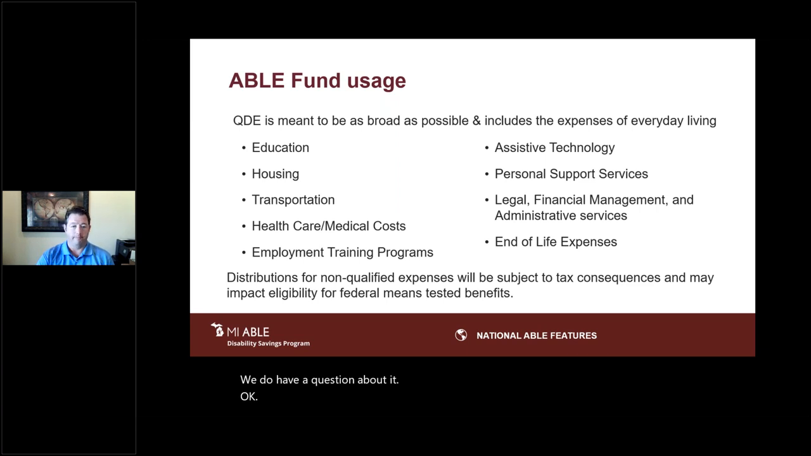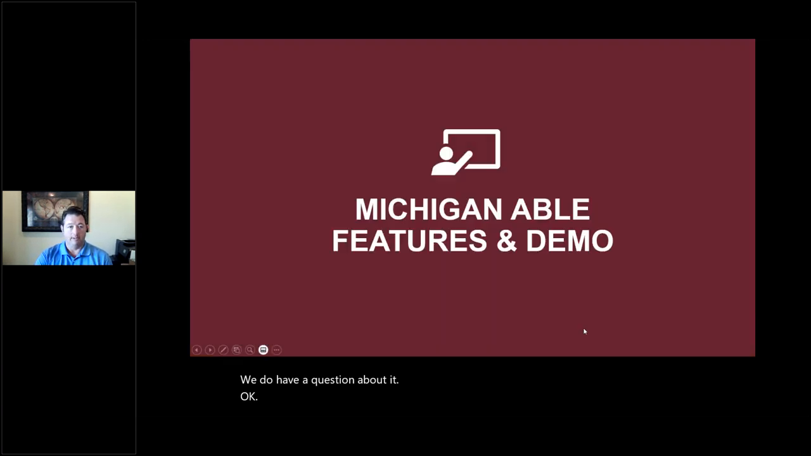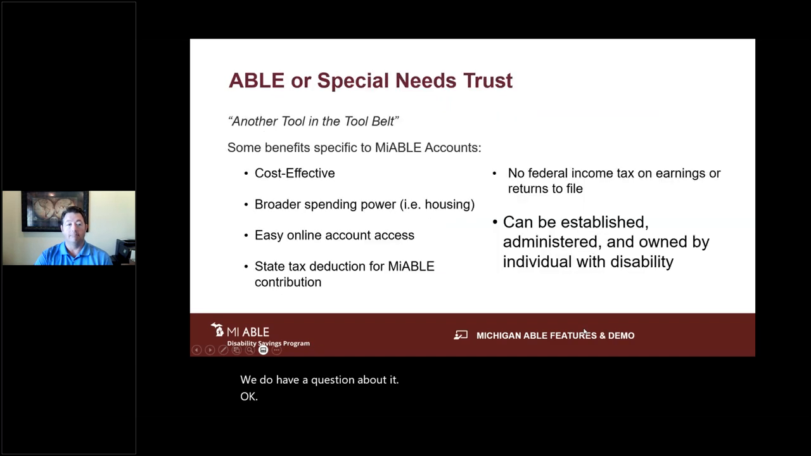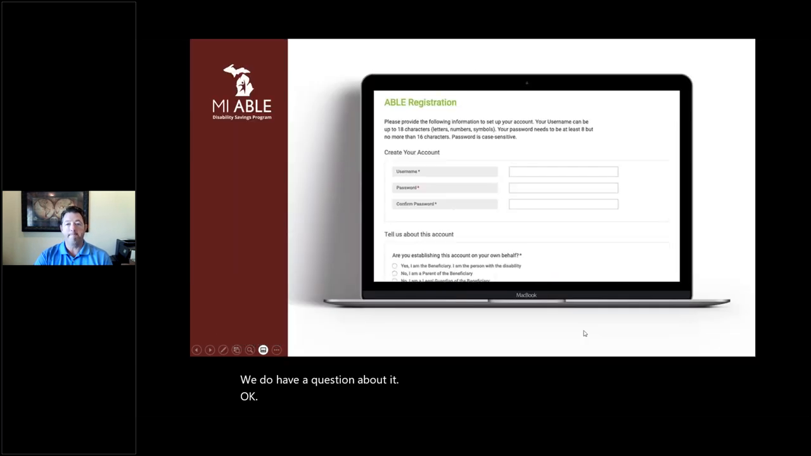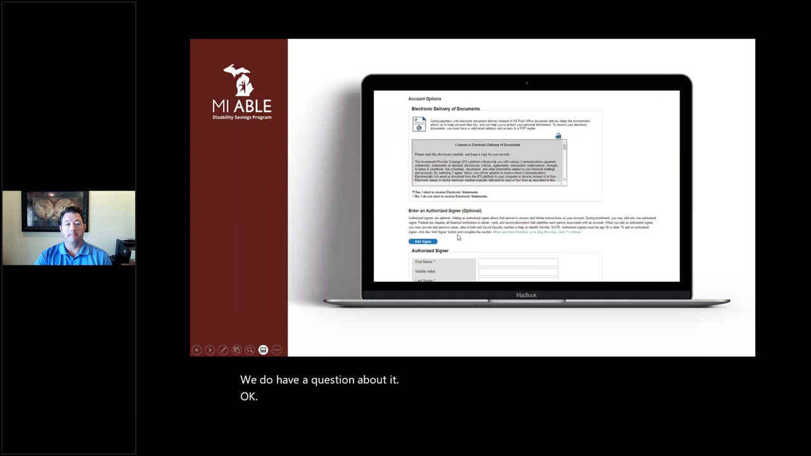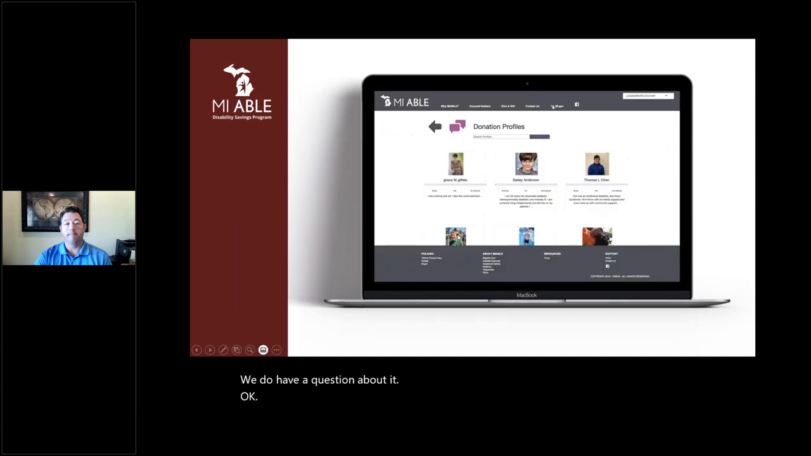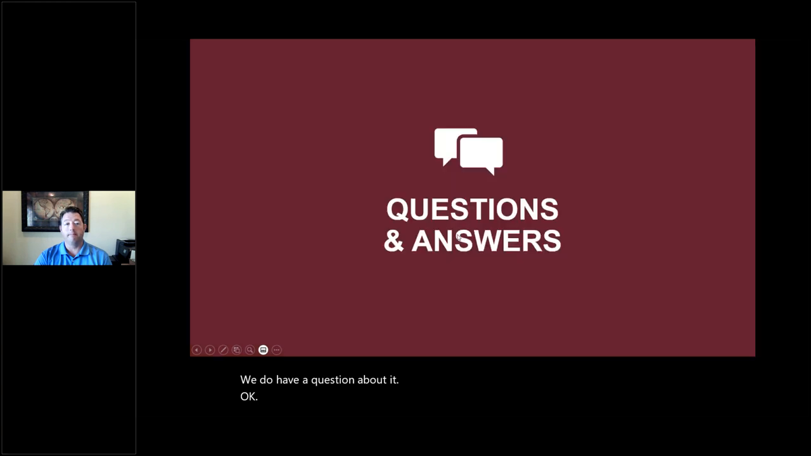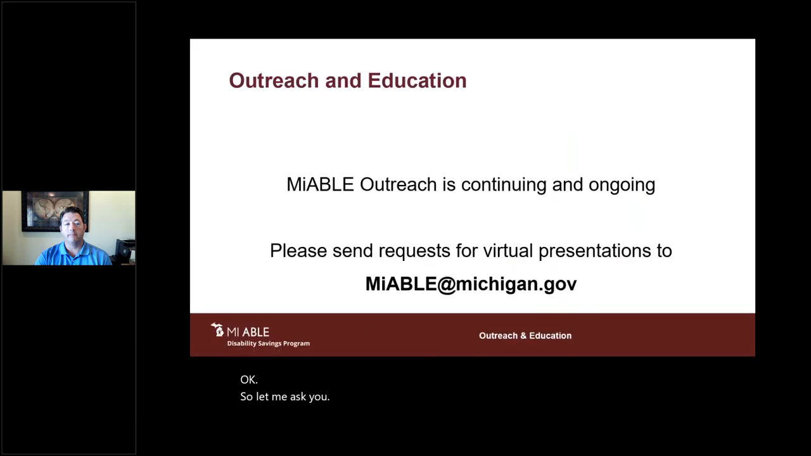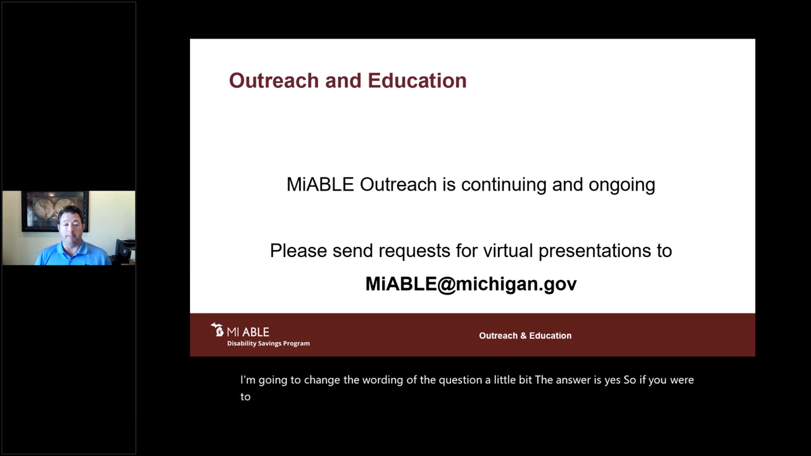All right. Okay. Next set of questions have to do with funding the ABLE account. So are MESP rollovers included in that annual $15,000 limit? I'm going to change the wording of the question a little bit. The answer is yes. So if you were to say, I've got money in my MESP, I want to put it in an ABLE account, that is subject to the $15,000 per year cap.